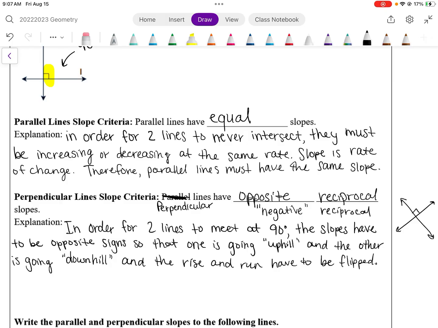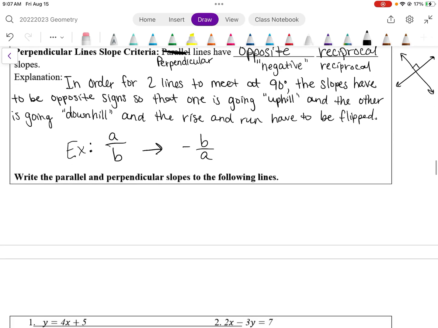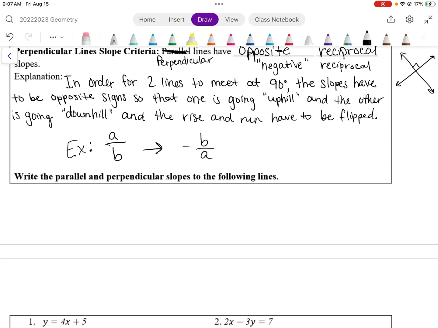In order for two lines to meet at 90 degrees, the slopes have to be opposite signs. So one's going uphill, one's going downhill, positive, negative, and the rise and run have to be flipped. So we can kind of write a little example. But I'm just going to use something that works for everything. If I have A over B, the opposite reciprocal would be negative B over A. Okay.